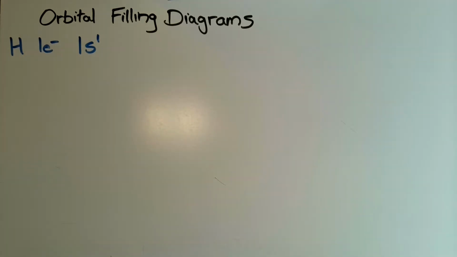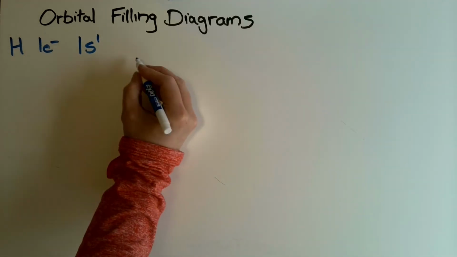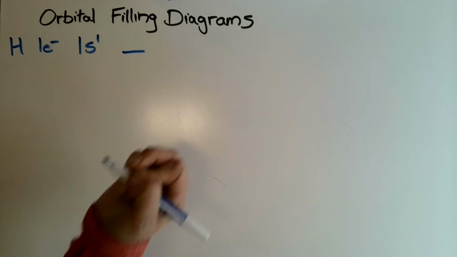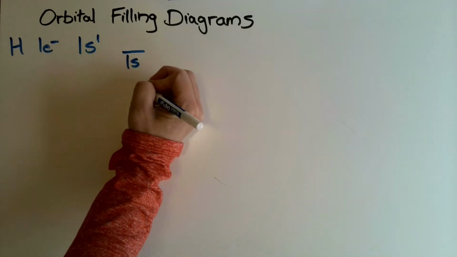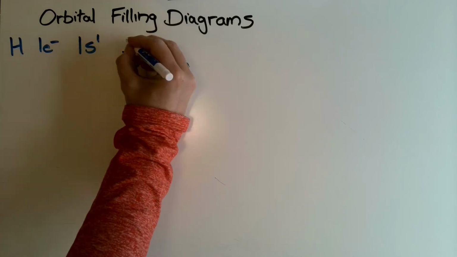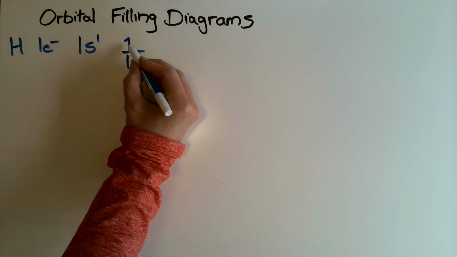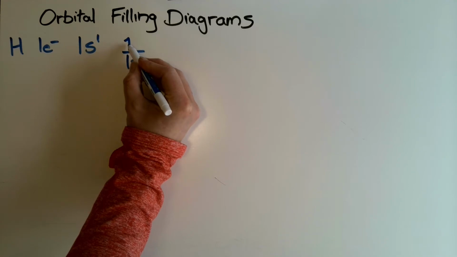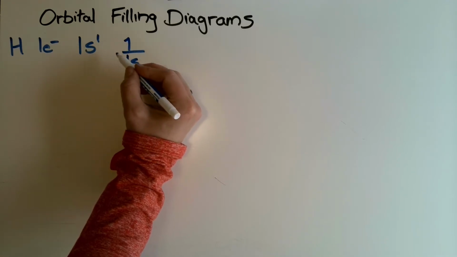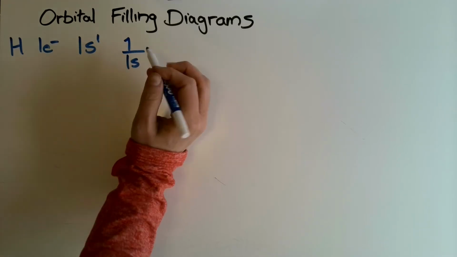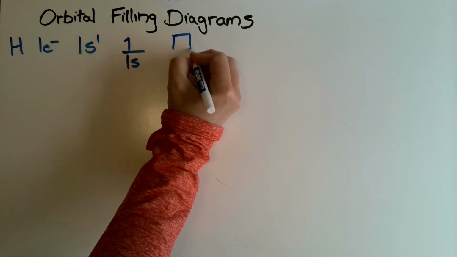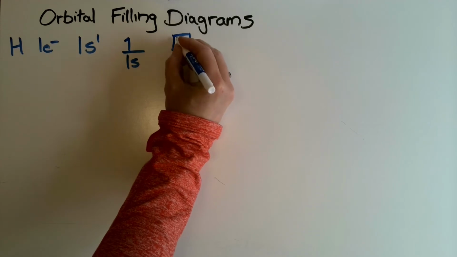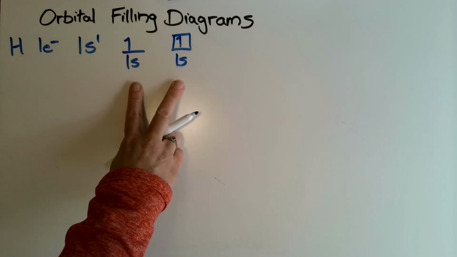To do the orbital filling diagram, we draw a horizontal line representing the s orbital, and we write 1s underneath it, and you show the one electron in that orbital as an arrow, and that represents the one electron in hydrogen. So this is hydrogen's orbital filling diagram. Sometimes you'll see them written as boxes instead of horizontal lines, and they depict the same thing.